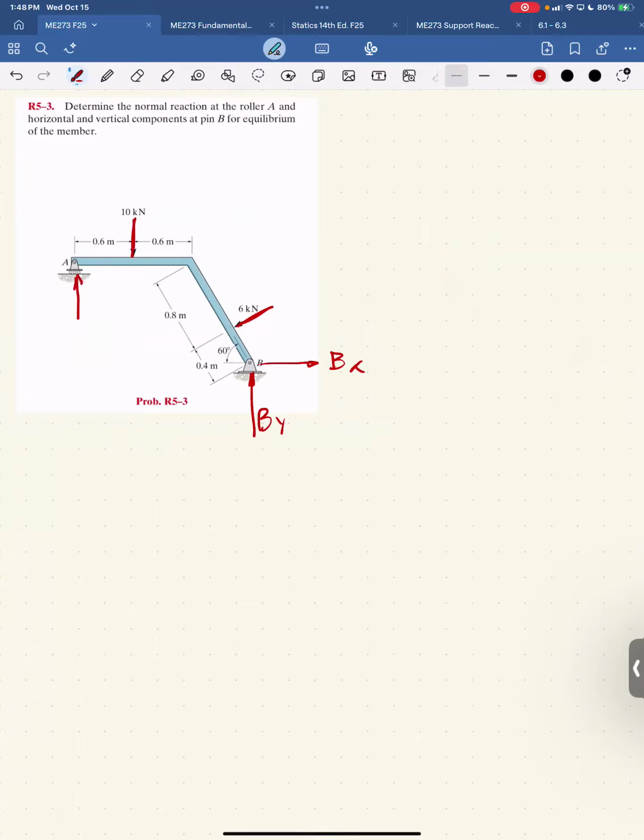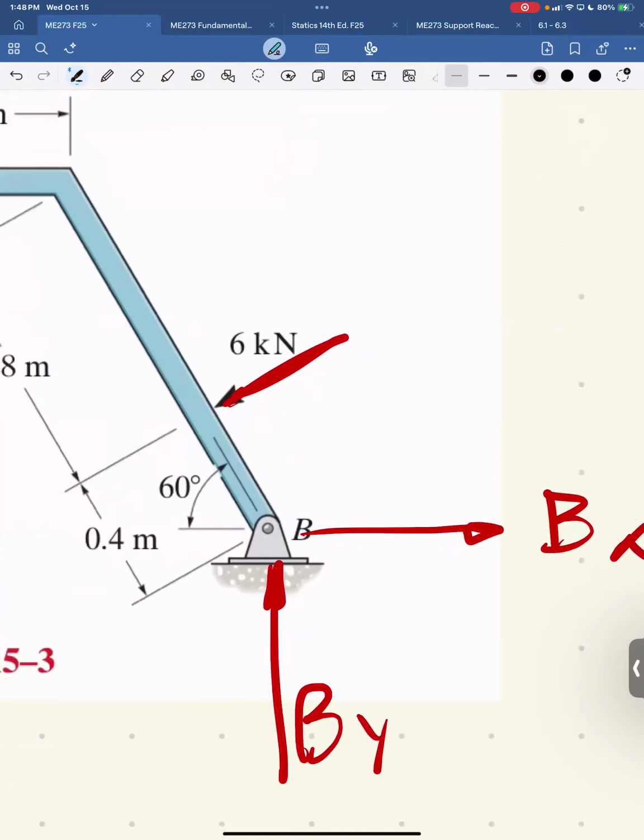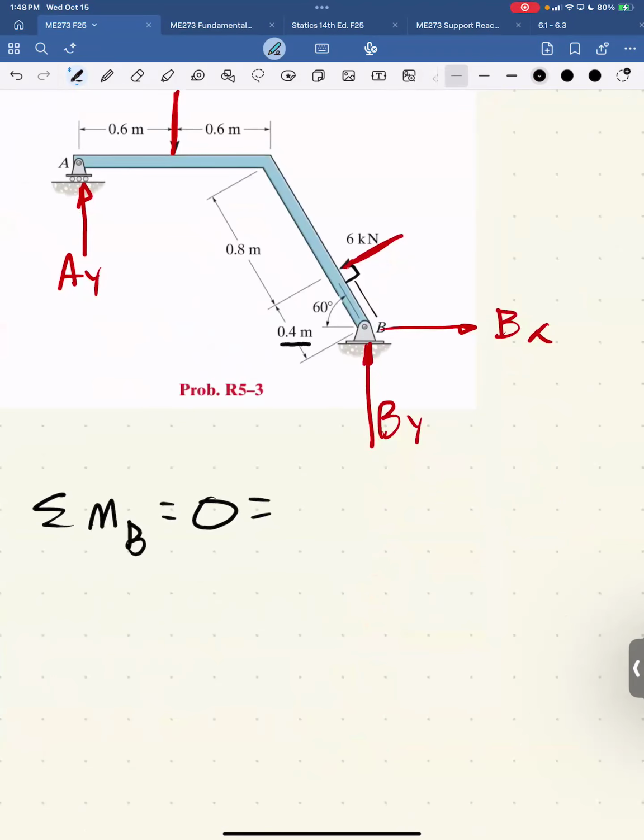First step, sum moments about some magic point. In this case, we want to sum moments about B because that gets rid of 2 unknowns, BX and BY. So let's do that. Sum of moments about B is equal to 0. So the 6 kilonewton force, you might be tempted to break it into its X and Y components, but no, you already have the perpendicular distance, 0.4 meters, right? And that wants to go clockwise around B. So that's a positive moment. So it's 6 times 0.4.